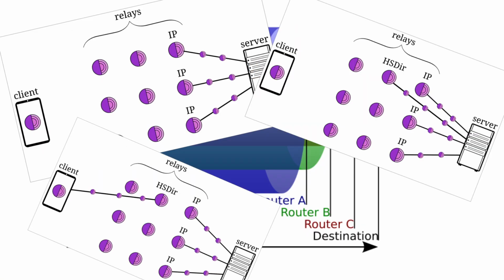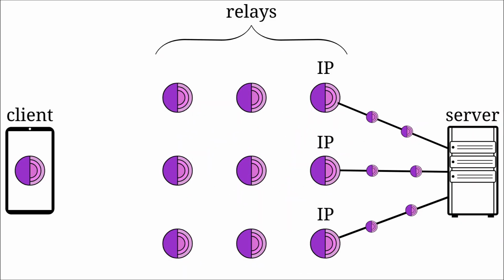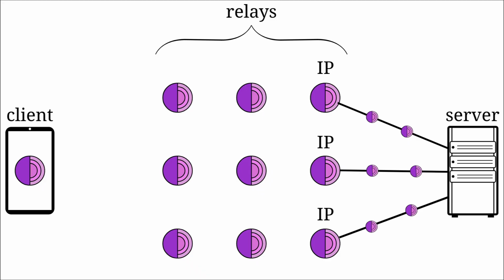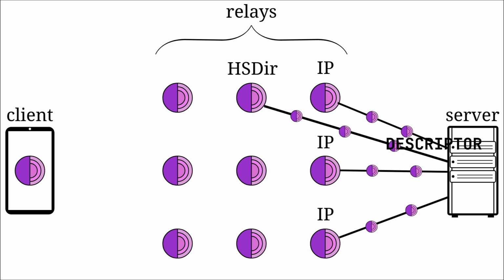Here's where everything gets harder. To do that, the server picks 3 routers to be its introduction points and establishes a long-term circuit to them. Then, the server creates a descriptor containing information about its introduction points and public keys, and it uploads that to a hidden service directory. Now the server is a proper hidden service.